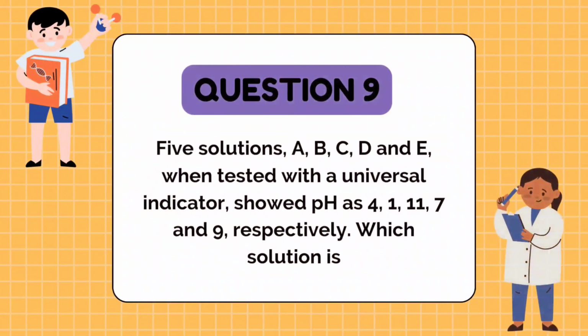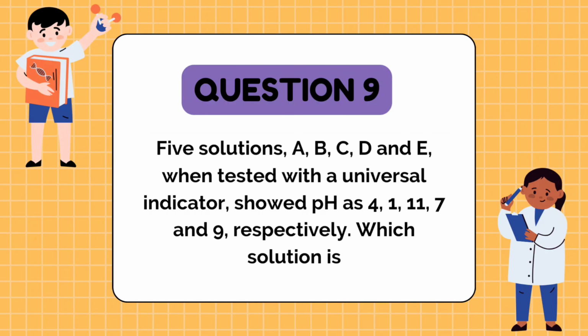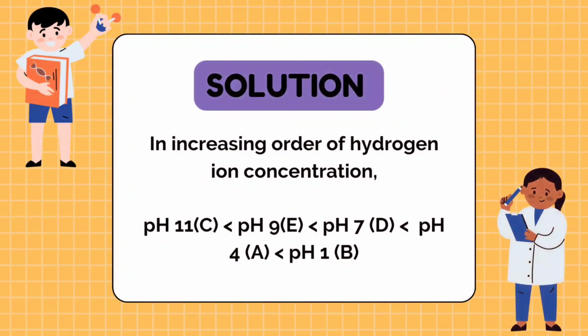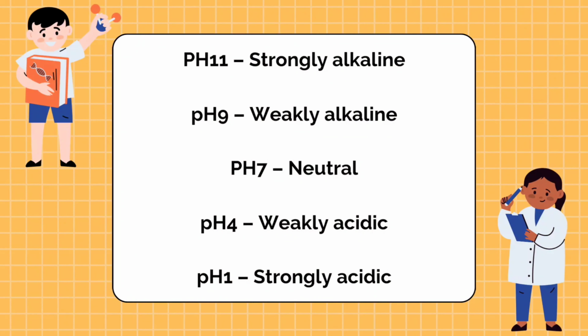Question 9. 5 solutions, A, B, C, D and E, when tested with a universal indicator, showed pH as 4, 1, 11, 7 and 9, respectively. Which solution is A. Neutral, B. Strongly alkaline, C. Strongly acidic, D. Weakly acidic, E. Weakly alkaline? Solution. In increasing order of hydrogen ion concentration: pH 11 strongly alkaline, pH 9 weakly alkaline, pH 7 neutral, pH 4 weakly acidic, pH 1 strongly acidic.